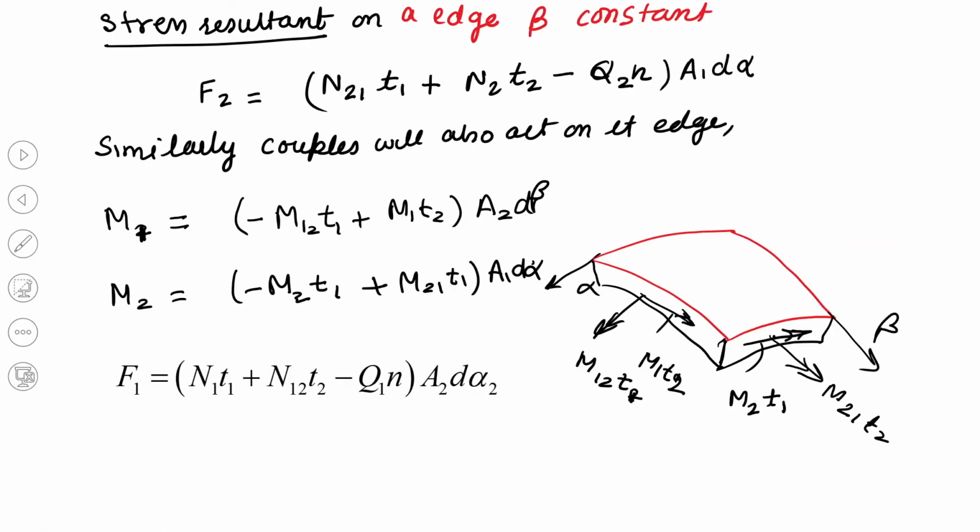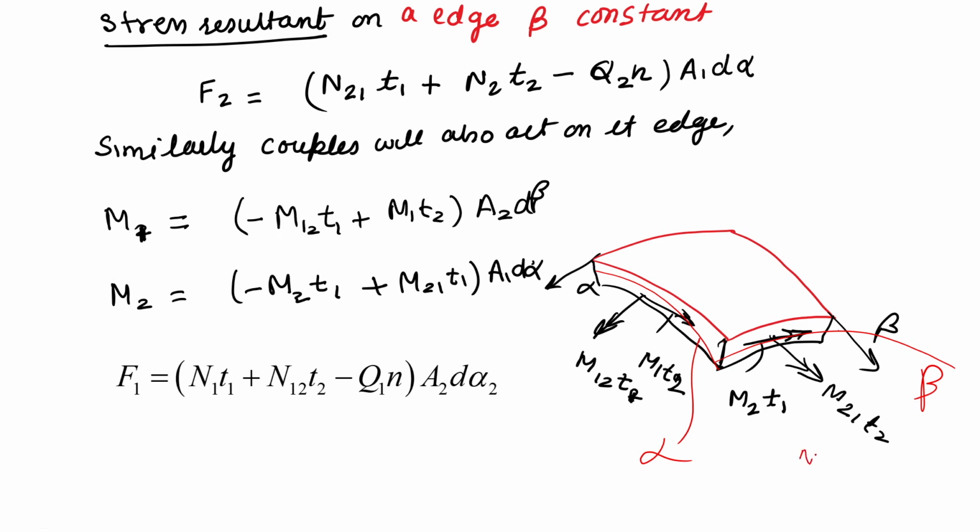Now, we are coming to that on the edges. Let us say there will be stress resultants acting. If we talk about the in-plane resultants or force components, only the edge on which beta is constant. So, over this edge alpha is constant, and on this edge beta is constant. So, there will be force resultants.